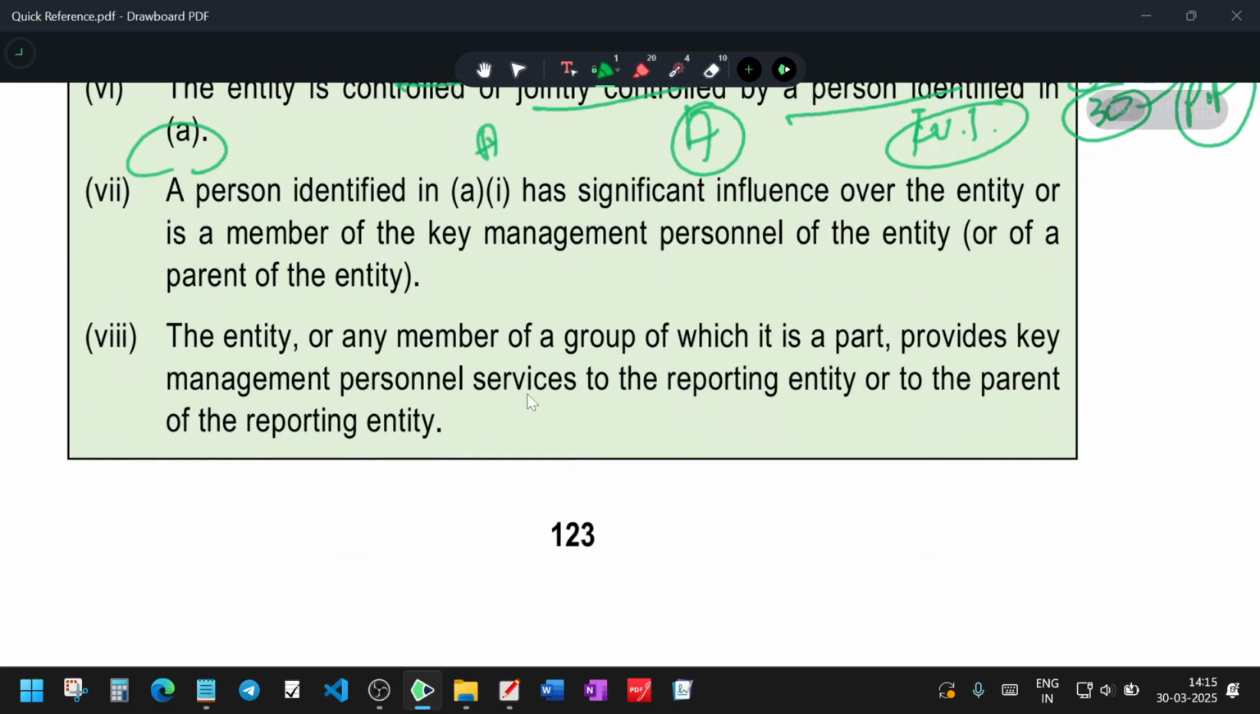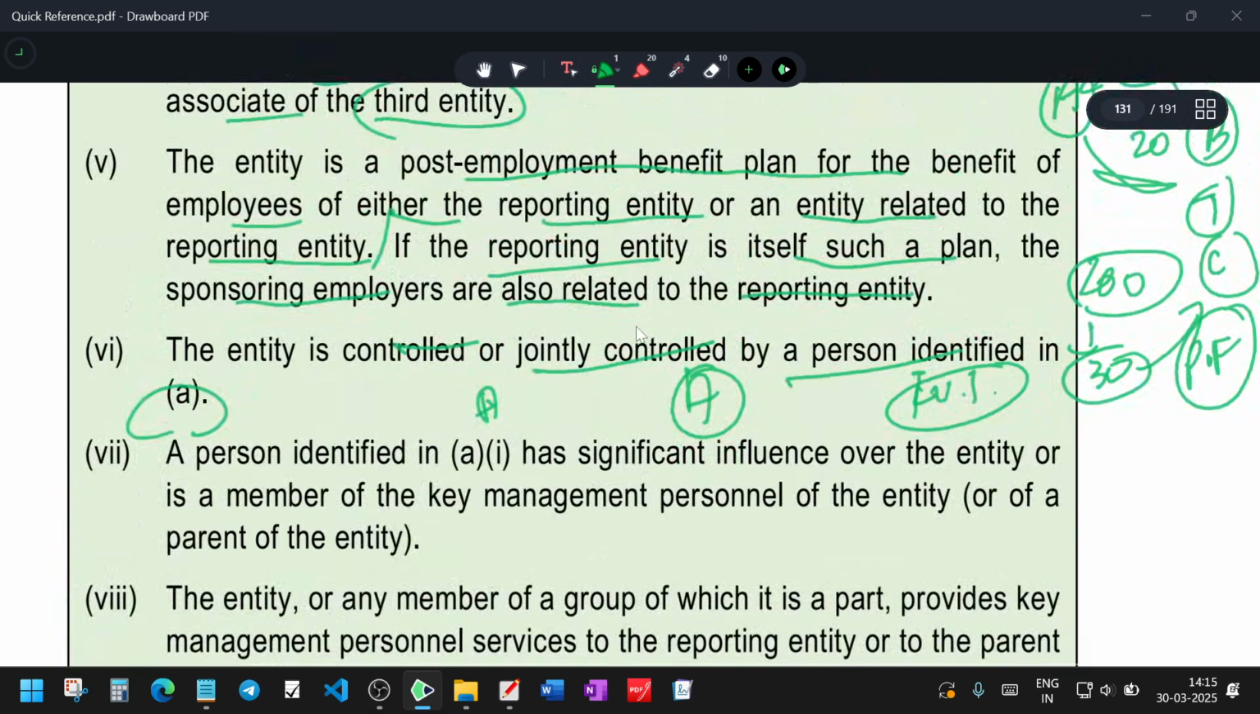The person identified has significant influence over the entity or is a member of the key managerial personnel of the entity. So this person is there. This person has an entity, a member, his relatives, his directors are here. He controls the directors, and this director and that director are common directors. So they are all identified, they are all related persons.